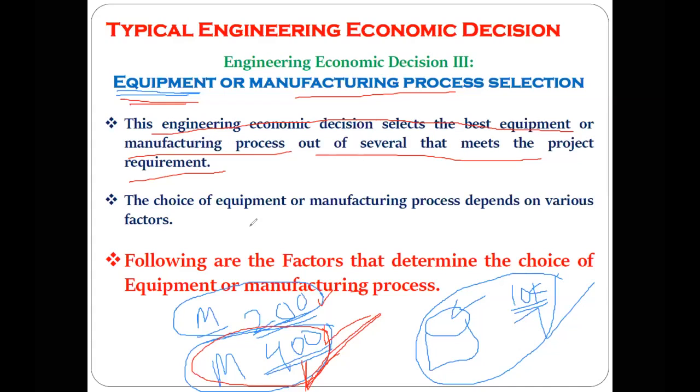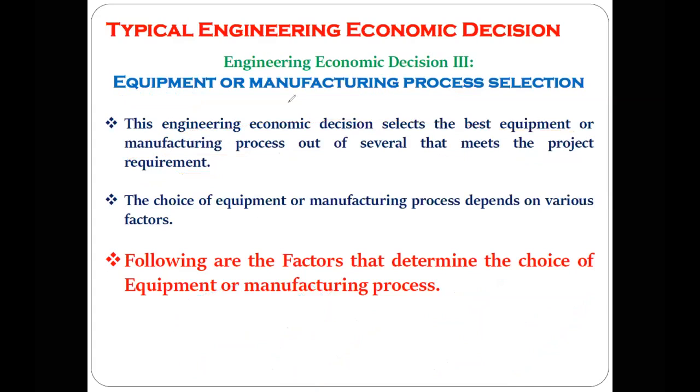Is that the scenario in the market, or are all the machineries of the same type available? Different kinds, sir. Okay, because every small enterprise or company will have different requirements. Understood? So that is the third engineering economic decision, related to the selection of equipment or machinery that will satisfy your project requirement. The choice of equipment or manufacturing process depends on various factors.